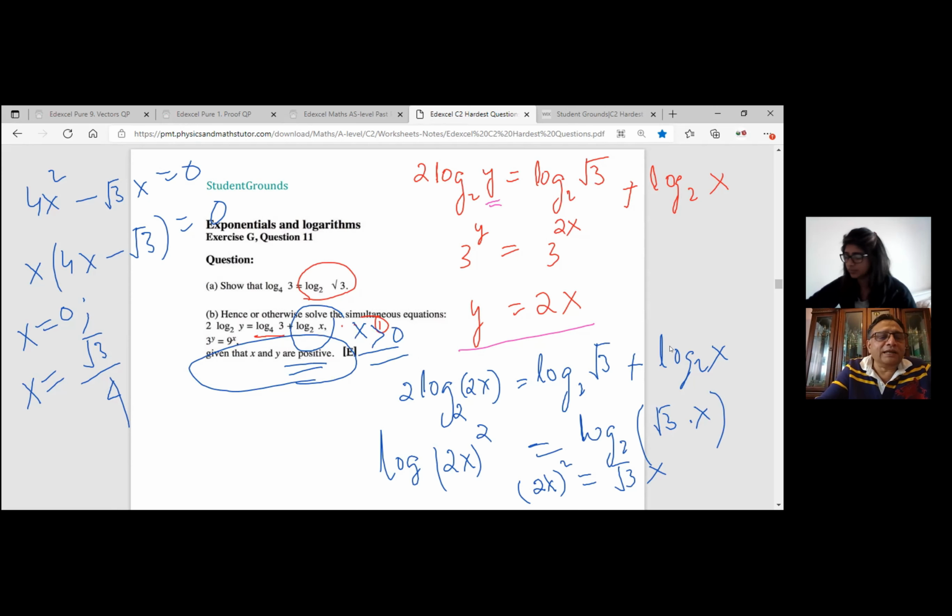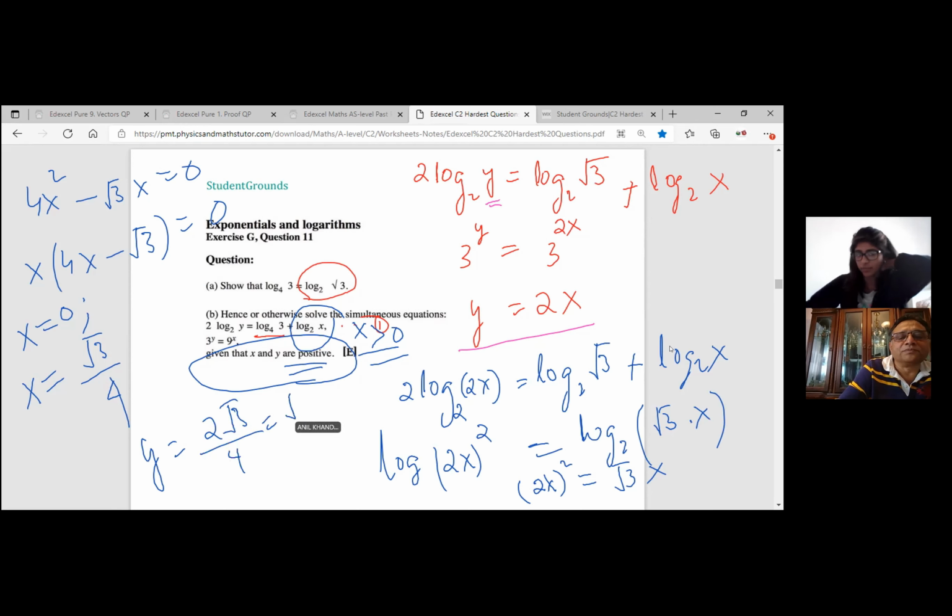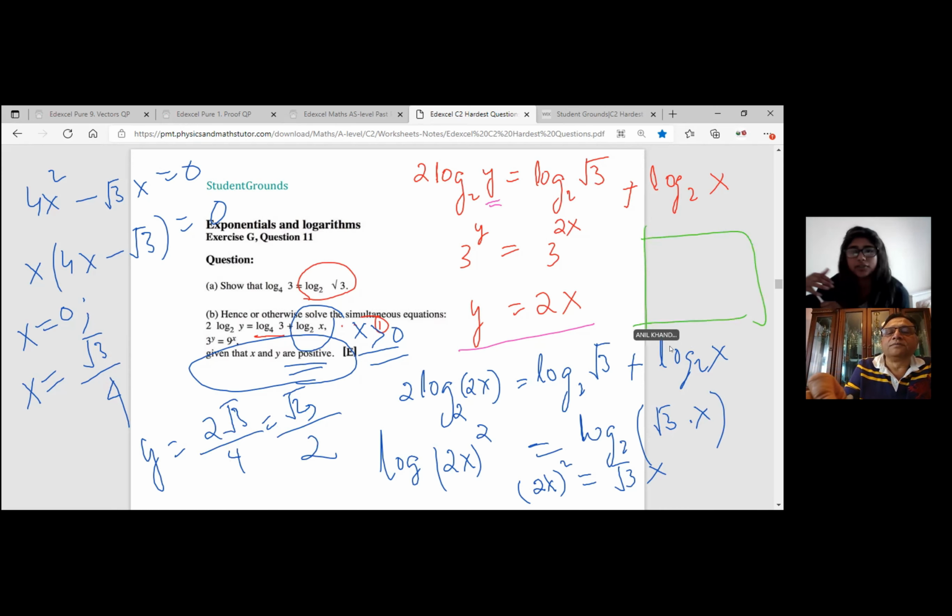Correct. So we get x equals square root of 3 over 4 in this particular case. So the value of y would be 2 root 3 over 4. Good job. So we have to find the value of y also, which was 2 root 3 over 4, which can cancel over 2. Yeah, root 3 over 2. Root 3 over 2. Correct. So we have both the x and y values. We say x is equal to root 3 over 4, and y equal to root 3 over 2.